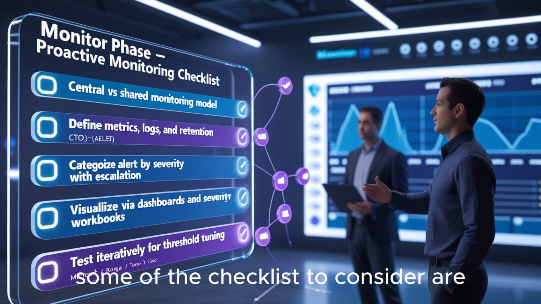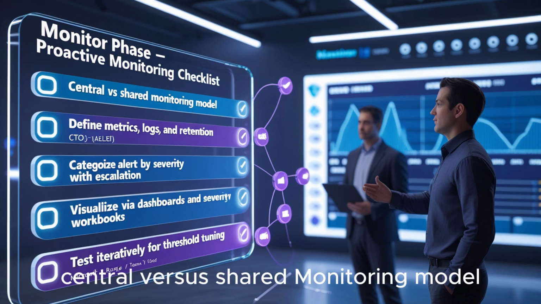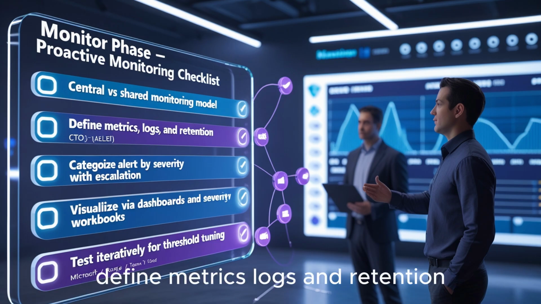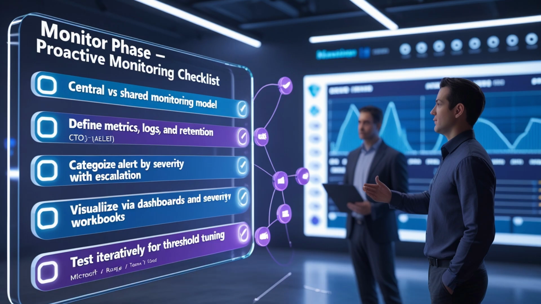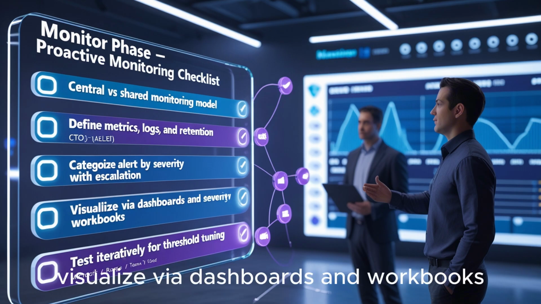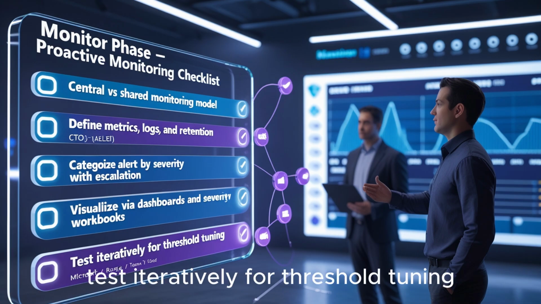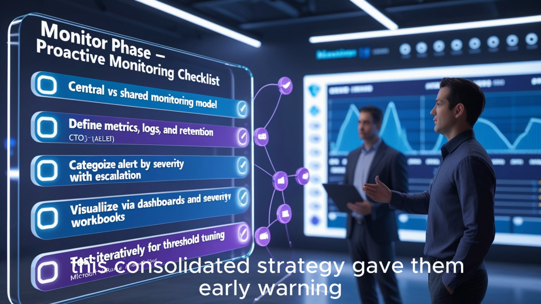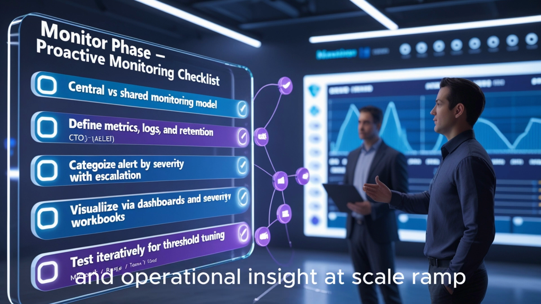Some of the checklists to consider are: central versus shared monitoring model, define metrics, logs, and retention, categorize alerts by severity with escalation, visualize via dashboards and workbooks, and test iteratively for threshold tuning. This consolidated strategy gave them early warning and operational insight at scale.